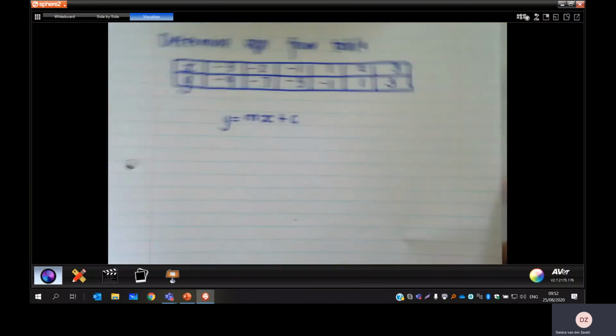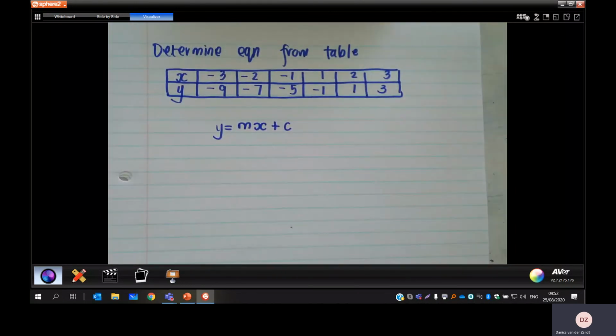Okay, the next one. Now we're going to do the same thing, but instead of giving you a graph, I'm just going to give you a table. And from this table, we are going to follow the same steps. I need to find the gradient. I need to find the intercept. To find the gradient, I calculate y2 minus y1 over x2 minus x1. I choose a point and I substitute. The only difference now is that I have lots of points to choose from.